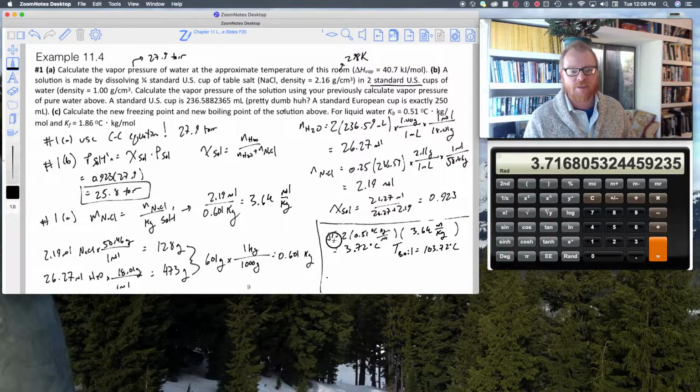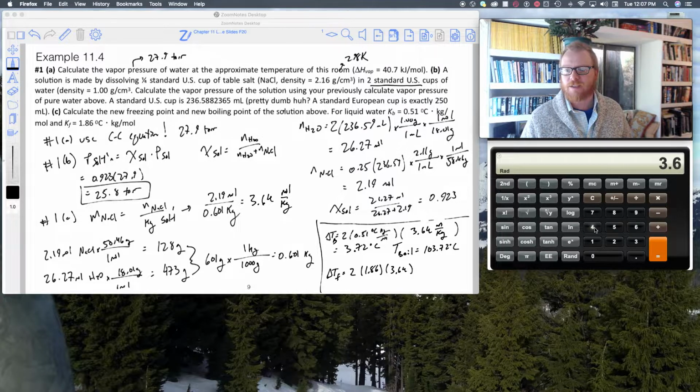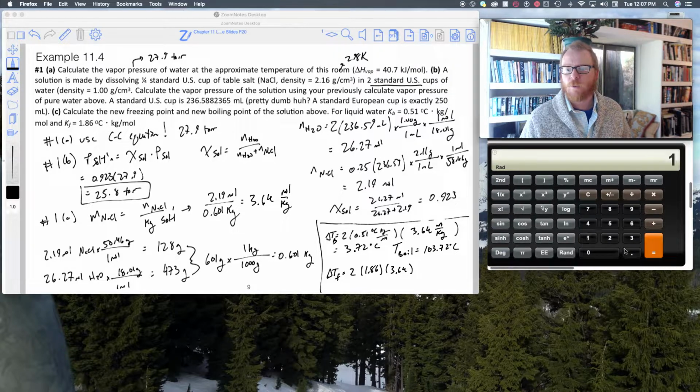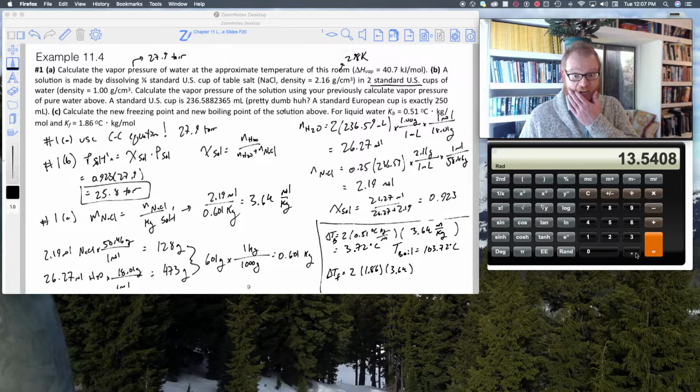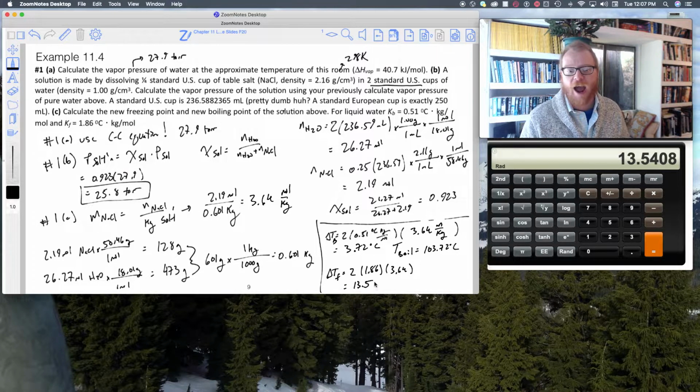Okay, what about my new freezing point? Well, delta T_F is also going to be 2, the expected Van 't Hoff factor is fine, times now the K_F constant, 1.86, also times that 3.64. Okay, so let's see here, 3.64 times 1.86 times 2. So that's a really big change in the freezing point. So that equals the delta T, 13.5 degrees C.